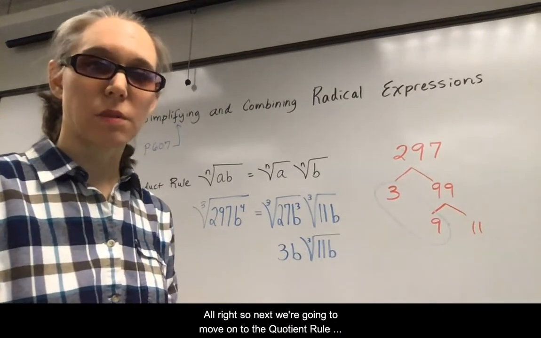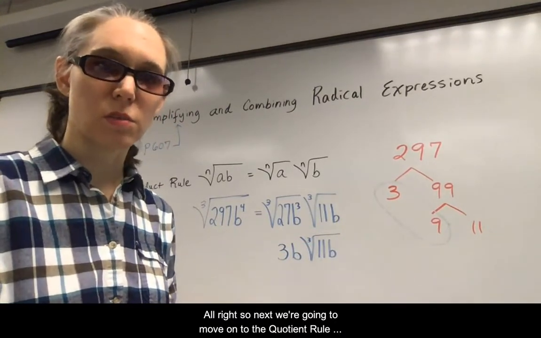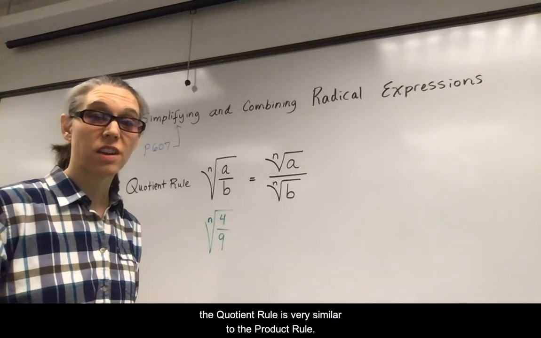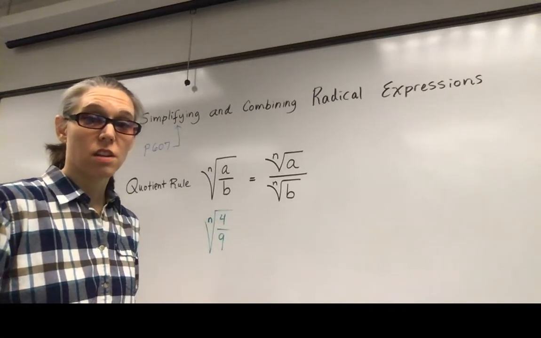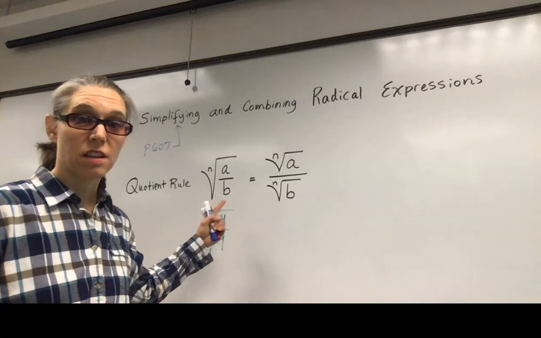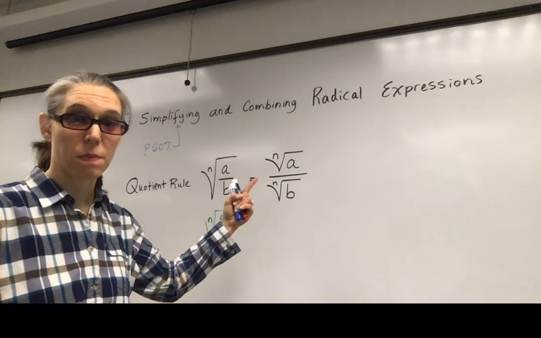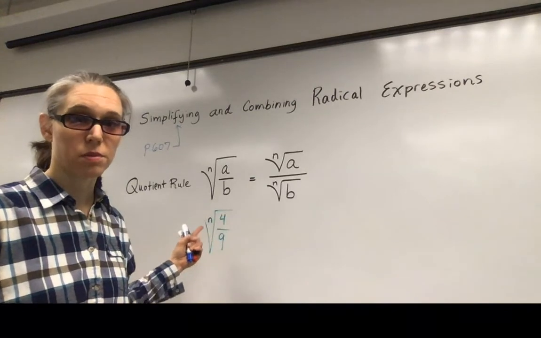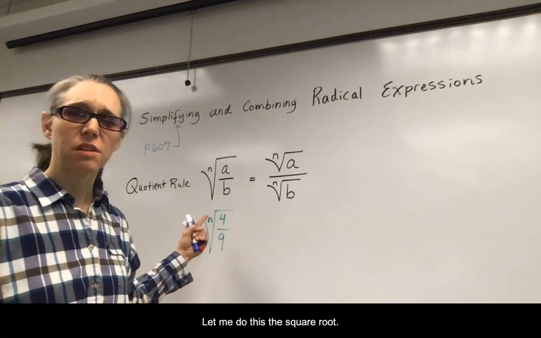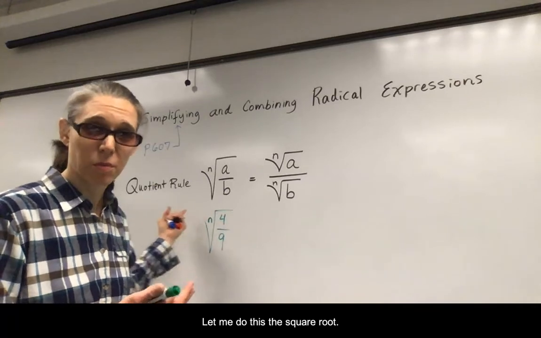All right, so next we're going to move on to the quotient rule. The quotient rule is very similar to the product rule. You can split a quotient into 2 separate radicals with the division sign in between them. So in the case of, oops, I put the nth root. Let me do the square root. That would be more practical here.